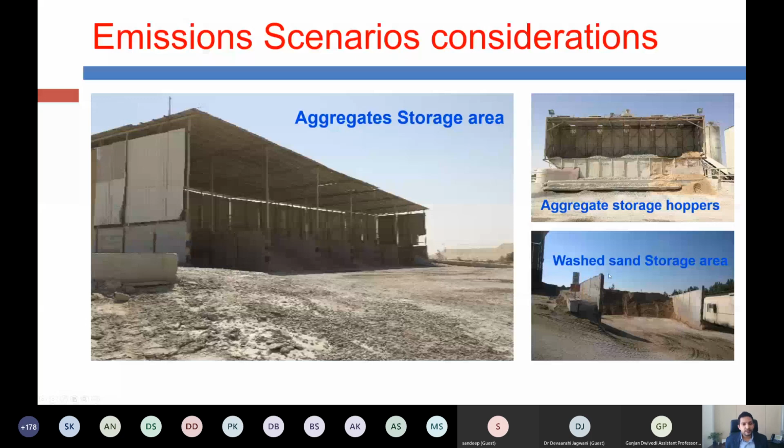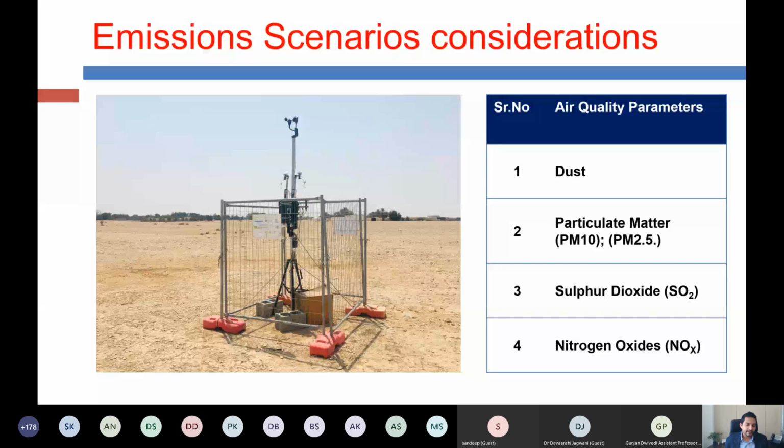So what we did initially, as this was an existing facility and they wanted to go for an expansion, was that for us the very first point was to study the current emission scenario. So we carried out ambient air quality monitoring using this equipment, which measures the different pollutant levels such as dust, particulate matter, and hydrogen emissions. Here are the results for the various stations for the year 2018.